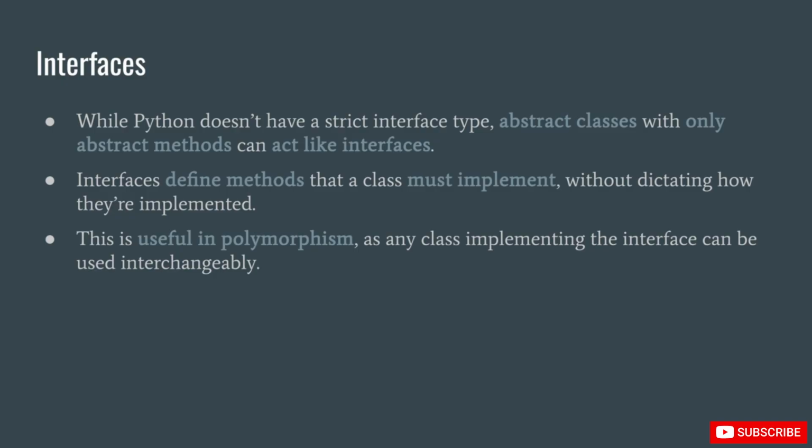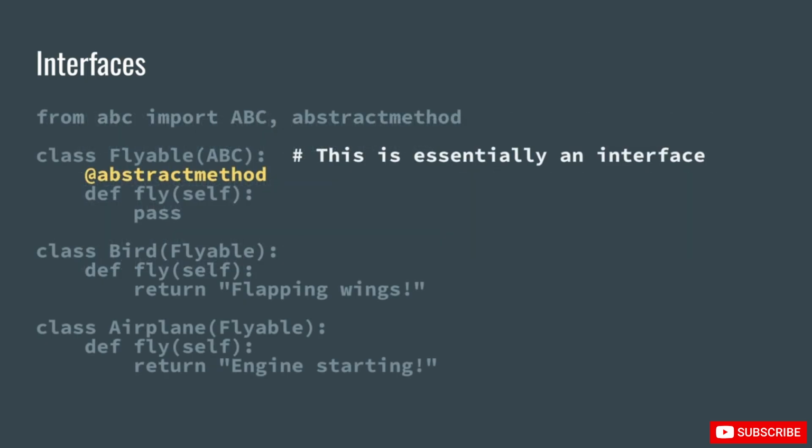Next, let's discuss interfaces in Python. Although Python doesn't have a strict interface type like some other languages, we can use abstract classes with only abstract methods to achieve similar functionality. An interface defines a set of methods that a class must implement, but it doesn't dictate how these methods should be implemented. This flexibility is particularly useful in polymorphism. With this approach, any class that implements the interface can be used interchangeably, allowing for more modular and maintainable code. In essence, using abstract classes as interfaces helps us enforce a contract for our classes while maintaining the freedom to implement the details as needed.